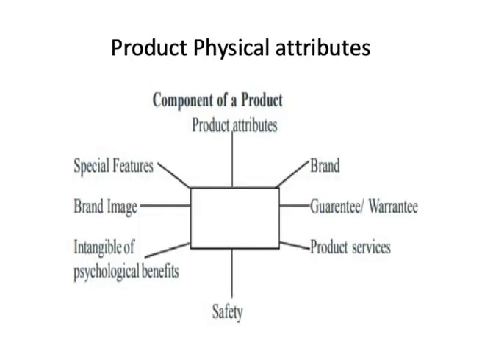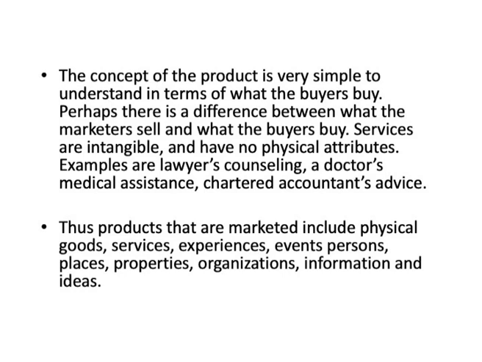So to summarize, what are the various product attributes? We talk about the brand, the guarantee and warranty, the product services, the safety, the intangible psychological benefits you derive. That is mostly to do with branding. When you sell something without a name, we call it generic. When we sell something with a name, we call it a brand. So the brand image, the special features which constitute a product, the various attributes, this is to do with the product attributes.